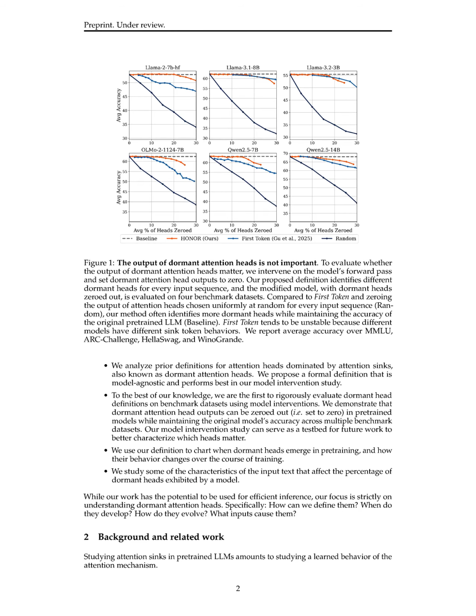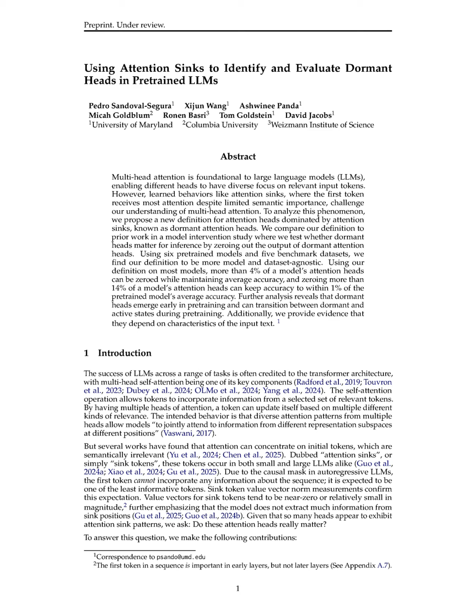Understanding these dormant heads is significant because it enables efficient inference by identifying heads that can be zeroed out without degrading model accuracy, as demonstrated in our model intervention studies across multiple benchmark datasets. This insight not only aids in reducing computational costs, but also enhances our understanding of the attention mechanism's behavior, particularly how certain heads can become inactive or dormant during training. Ultimately, this knowledge can inform future strategies for model pruning and optimization, leading to more efficient deployment of LLMs.